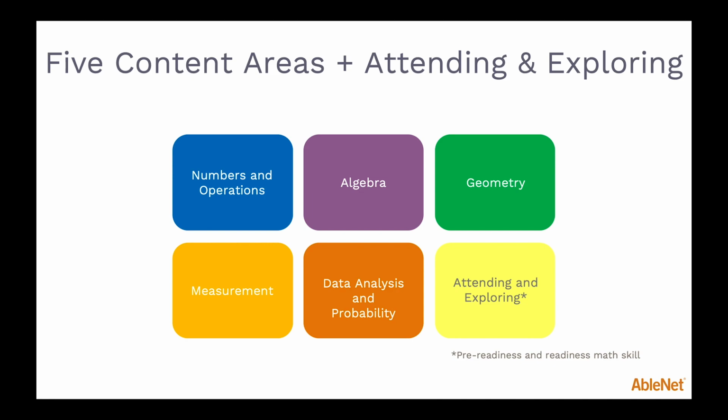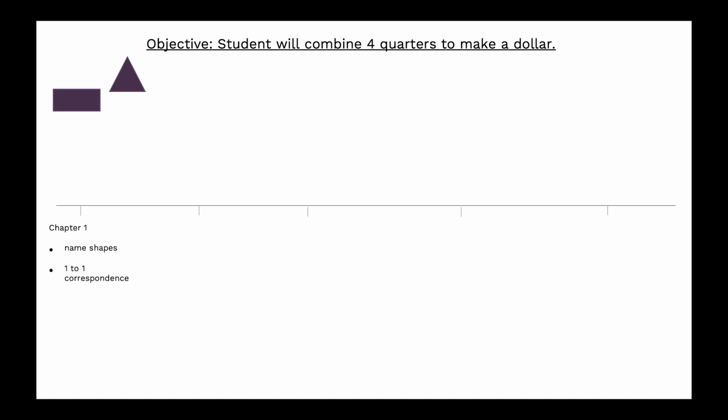As they start to understand these skills, they will apply what they are learning and connect that to the other content areas. One of the most important considerations when placing students within the Equals Math curriculum is to recognize the connections present between the content areas embedded within the lesson objectives. When looking at the lesson objective, students will combine 4 quarters to make a dollar. The skills needed to demonstrate an understanding of this skill in a meaningful and functional way begin in Chapter 1 by naming shapes and counting with 1-to-1 correspondence.